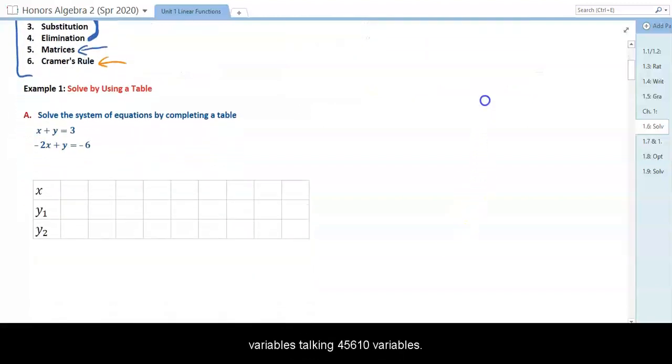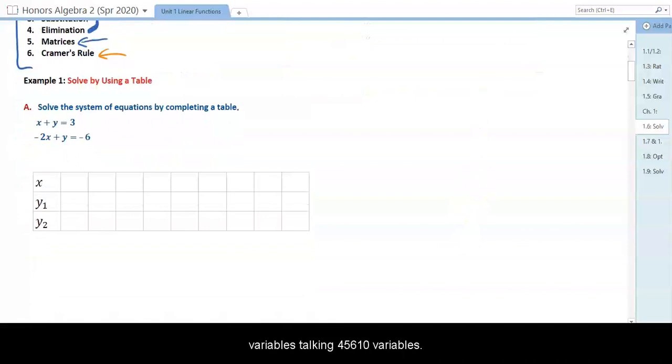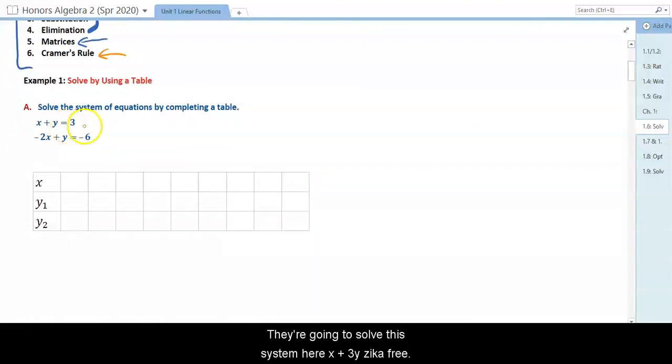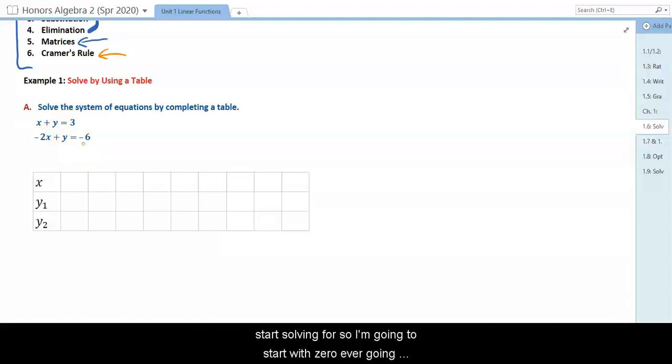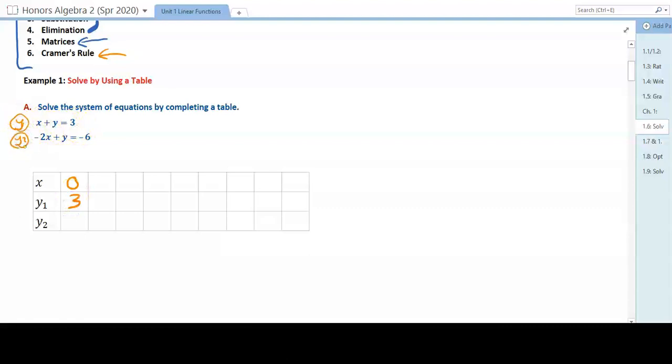Okay, so let's look at example 1, solving by using a table. We're going to solve this system here: x plus y is equal to 3, and negative 2x plus y is equal to negative 6. First off, we need to choose a point to plug in and start solving for. I'm going to start with 0, and we're going to see if these values get closer to each other or further away from each other, and then we'll know where we need to hone this in. Putting in 0 for x means that y would be equal to 3. I'm calling this my y1 equation, and this is my y2 equation. If I put in 0 here, I get negative 6.